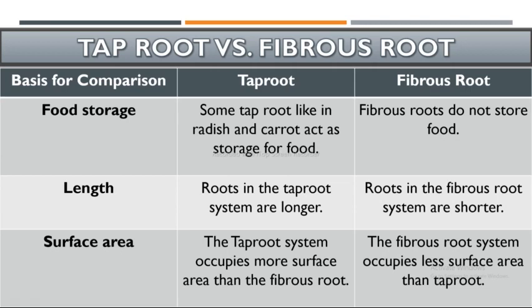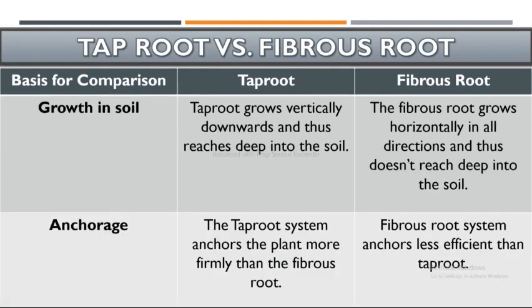Next basis for comparison is surface area. The taproot system occupies more surface area than the fibrous root, and the fibrous root system occupies less surface area than the taproot. Next basis for the comparison is the growth in the soil. So the taproot grows vertically downwards and thus reaches deep into the soil. The fibrous roots grow horizontally in all the directions and thus don't reach deep into the soil.